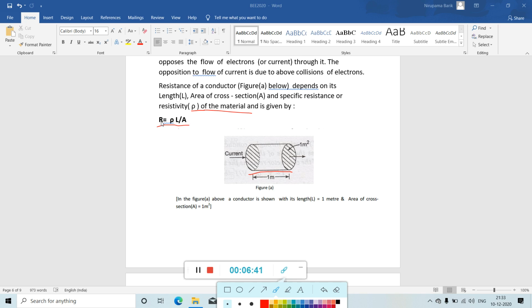So R, the resistance, is directly proportional to the length of the conductor. Then R is inversely proportional to the cross-sectional area of the conductor, and this rho is the proportionality constant here, and it is named or represented as specific resistance or resistivity. So in this diagram the length is 1 meter and the area of cross section is 1 meter square. Then R is equal to rho L by A.